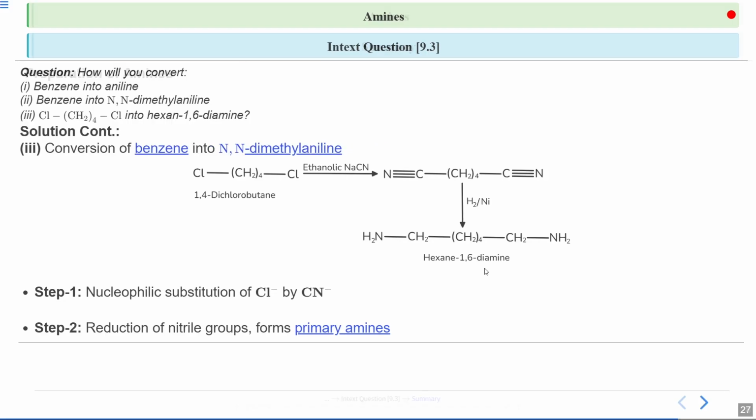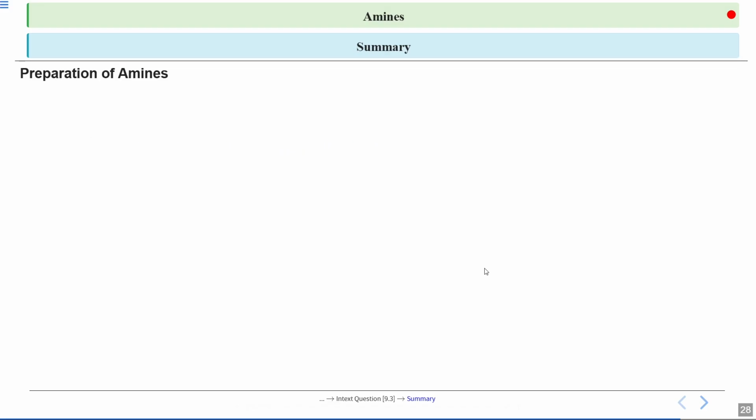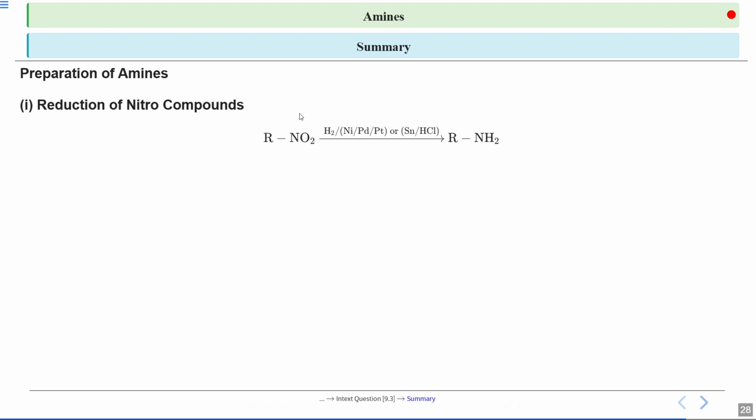Is it clear? Okay, so let's summarize whatever we have studied in today's lecture. We talked about the preparation of amines. First, we talked about the reduction of nitro compounds. That means this NO2 group can be reduced to an amine group. This is done by using hydrogen gas with a metal catalyst like nickel, palladium or platinum, or by using tin and hydrochloric acid.